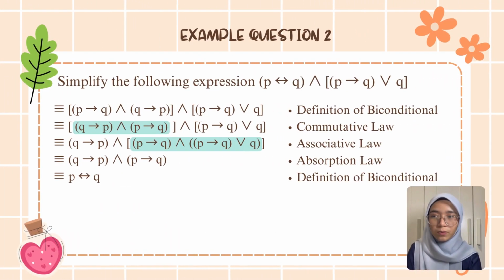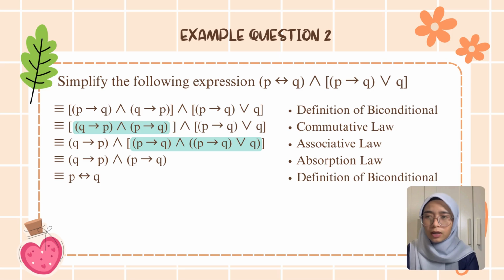Question 2. Simplify the following expression: P biconditional Q and P implies Q or Q. First, there is a biconditional symbol, so we can apply the definition of biconditional. So it becomes P implies Q and Q implies P, and P implies Q or Q. Next, I want to change the order, so I am using the commutative law. So it becomes Q implies P and P implies Q, and P implies Q or Q.